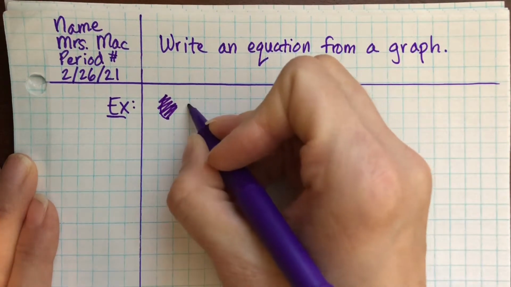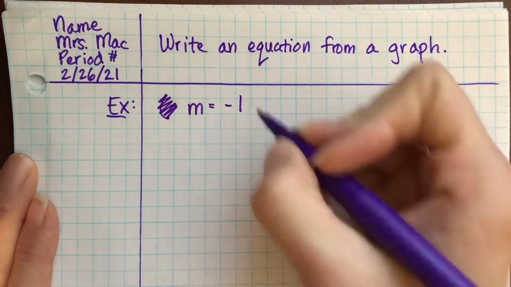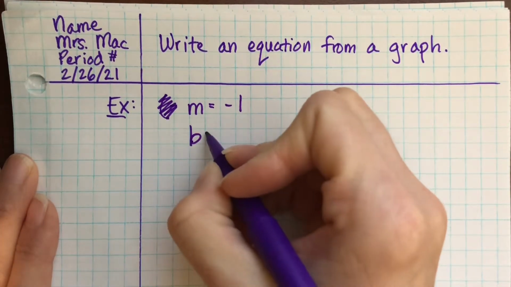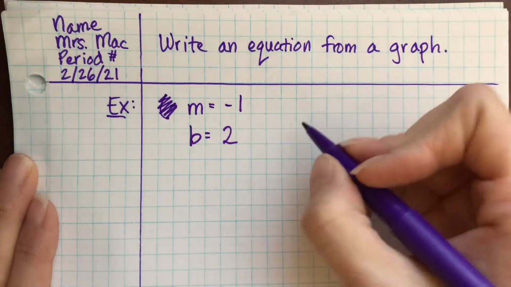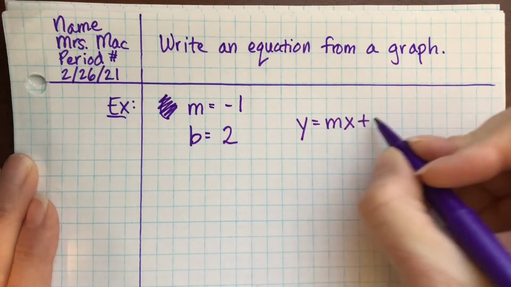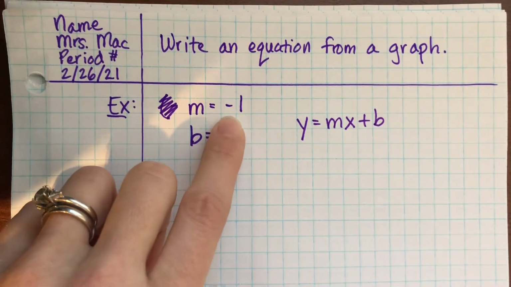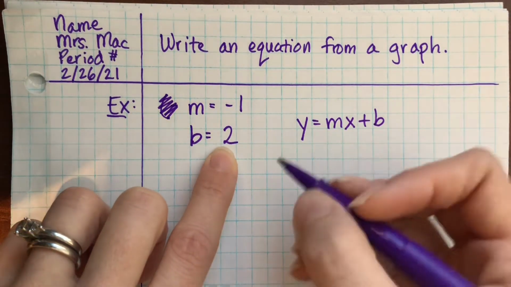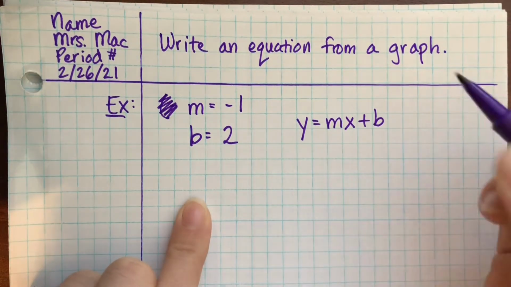See, I'm all scattered. Okay, so let's say that the slope of a line is -1, and our y-intercept, b, is 2. Well, if you remember, we have this lovely equation that's going to be forever ingrained in your minds. If you know that the slope is -1 and the y-intercept is 2, then we can use the slope and the y-intercept to write an equation.